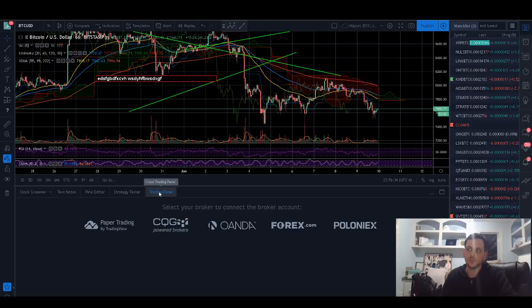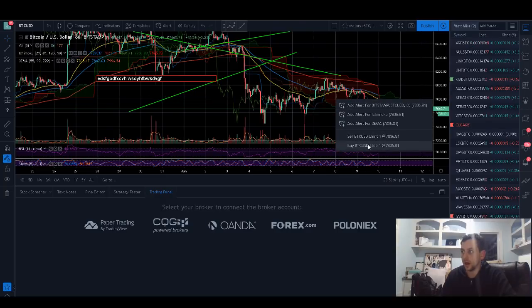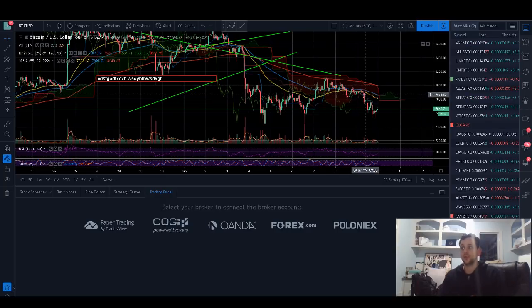The trading panel allows you to connect to different exchanges and do trading directly, where I can go here and click buy BTC at this price, and it would set an order and send the order to my Poloniex exchange for me, but I don't use that option.